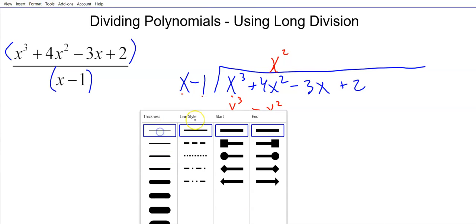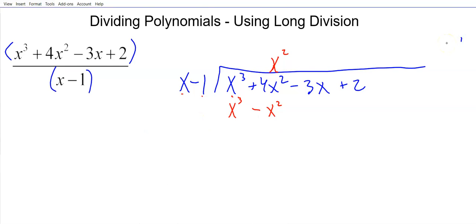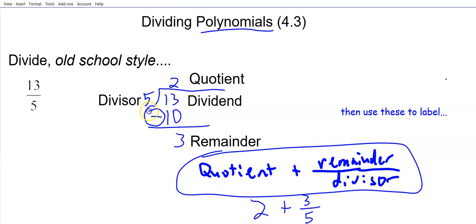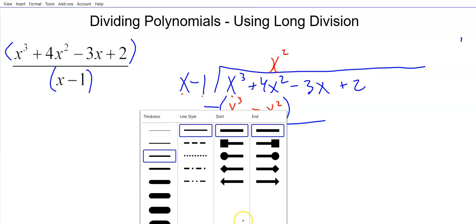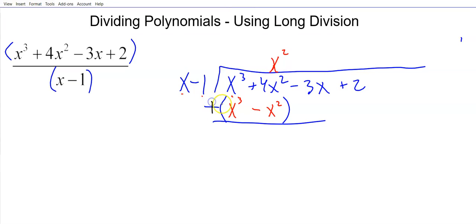Just like we did before, if you remember, we subtracted the number in that row. So we're going to subtract everything in this row here. You don't have to do this, but I typically like to just distribute the negative. So I'm going to put plus, negative, and plus here. When you do that, the x cubed goes away. 4x squared plus 1x squared is 5x squared. Do you remember this? You bring down the next term, so minus 3x.